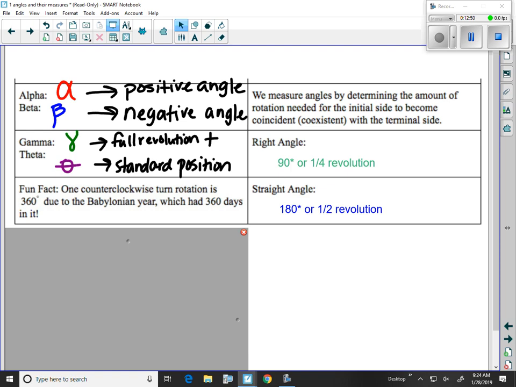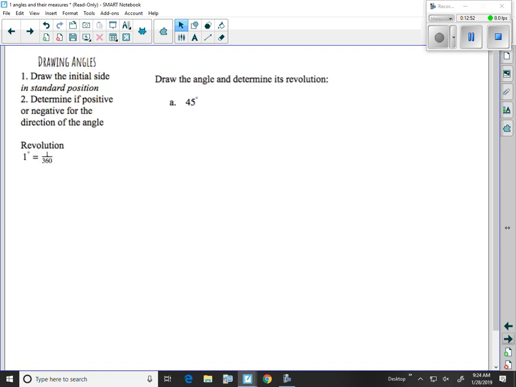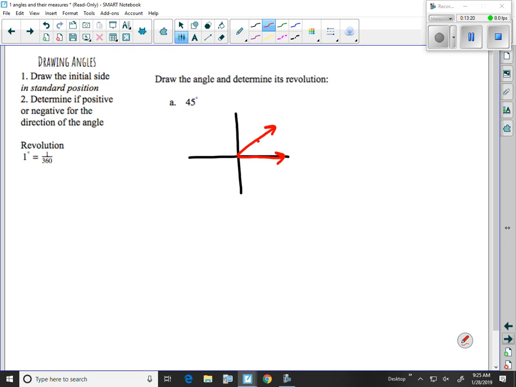Okay, so let's jump into drawing these angles. So if we want to draw 45 degrees, you probably already know what that looks like. Okay, we're just going to do these with coordinate planes. We're going to draw a coordinate plane. Okay, we're going to have our initial side on that x-axis. Okay, so we're going to start here. There's our initial side. So this will be a standard position angle. Okay, you know 45 degrees is here. There's our terminal side. Okay, we know that's 45.